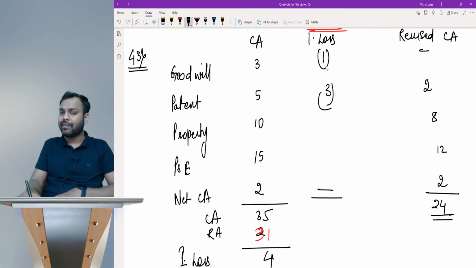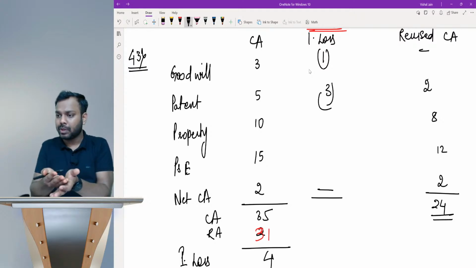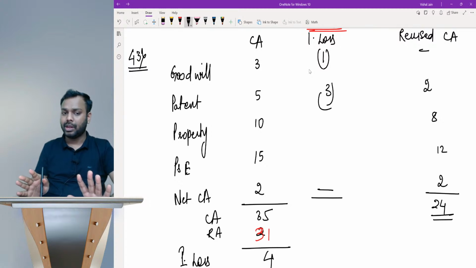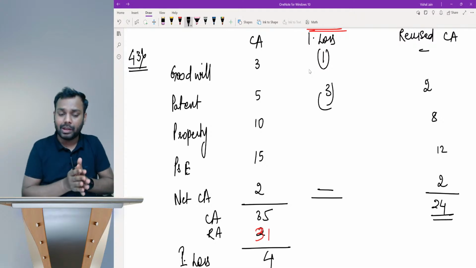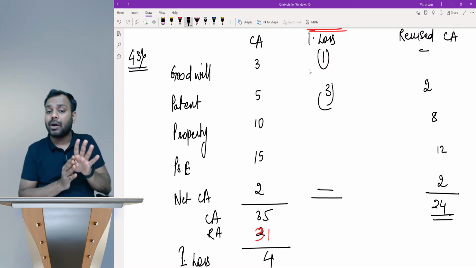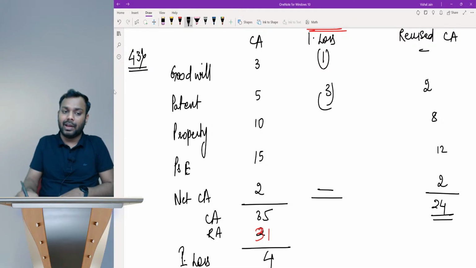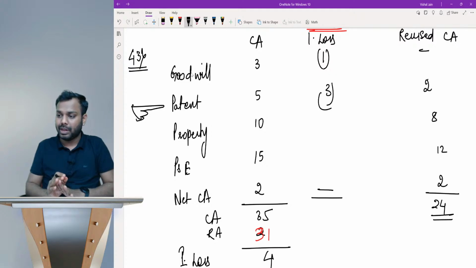It's not that I have to impair the goodwill always 100%. No. Either impair the goodwill fully or recognize the full impairment loss in the goodwill. So basically, what I am trying to explain here is goodwill will be impaired first. Is it clear, guys?